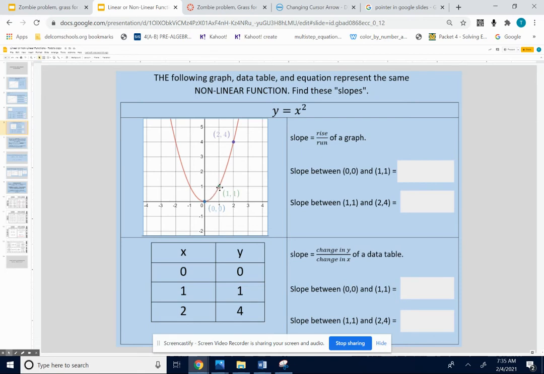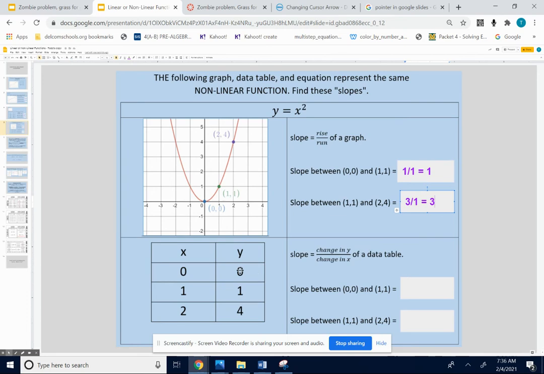Between (0, 0) and (1, 1), I'm going to go up 1 over 1. So my slope is 1. Between (1, 1) and (2, 4), I'm going up 3 over 1. So my slope is 3 over 1, which equals 3. See, those are different. Same with the data table. Change in y over change in x. This is the same coordinates on my data table as I have up here. It's just looking at it a different way.